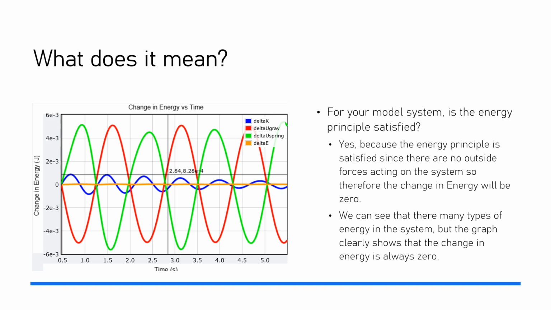The main question asks, for your model, is the energy principle satisfied? Yes, the energy principle is satisfied since there are no outside forces acting on the system, so the change in energy will be 0. We can see that there are many types of energy in the system, but the graph clearly shows that the change in energy is always 0, as you can see there.